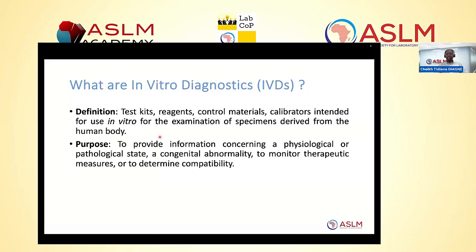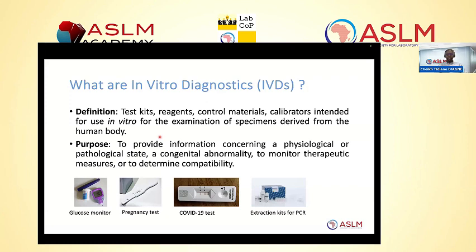The purpose of IVD is to provide information concerning a physiological or pathological state, a congenital abnormality, to monitor therapeutic measures, or to determine compatibility. I can give some examples: the blood glucose monitor, pregnancy test, the COVID-19 antigen rapid test, but also extraction kits for PCR. This is an example from QIAGEN.